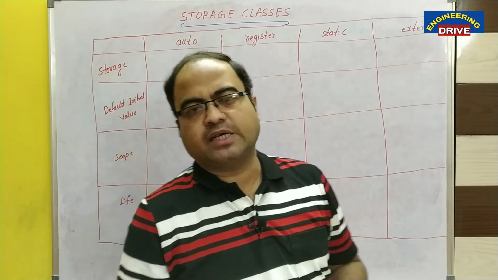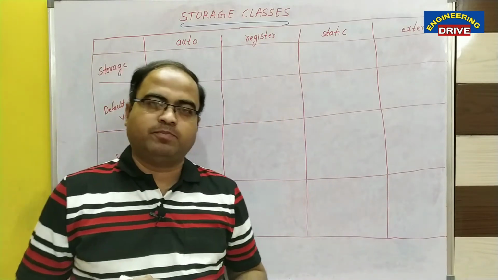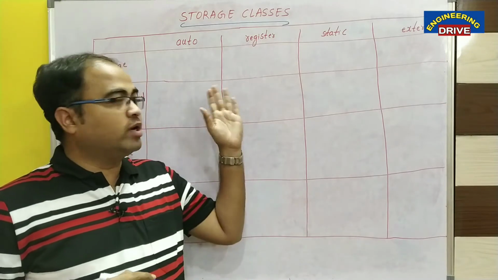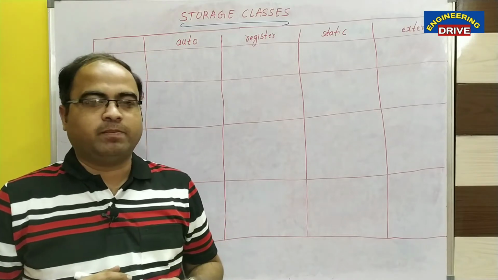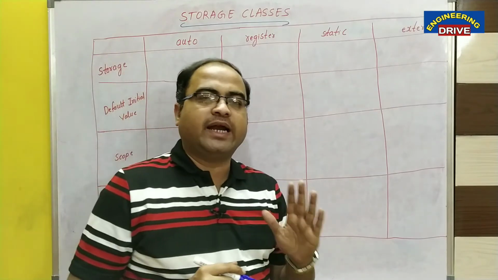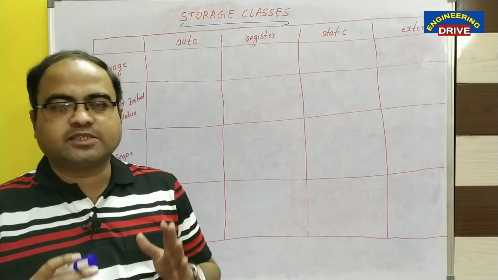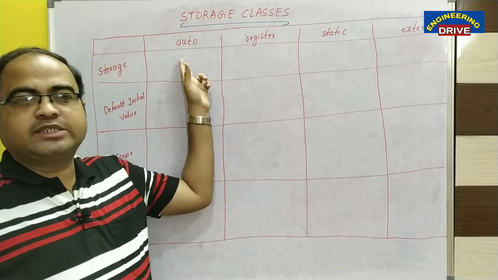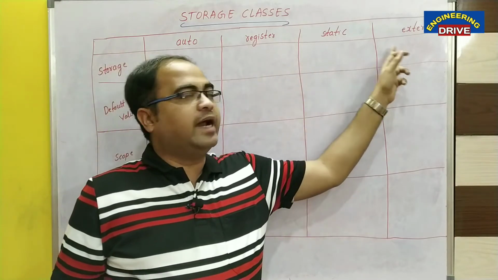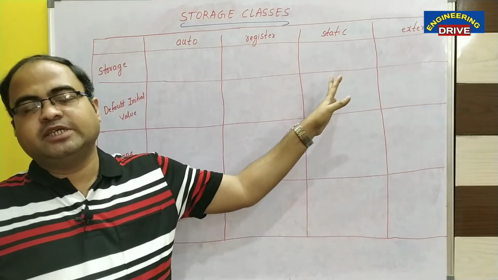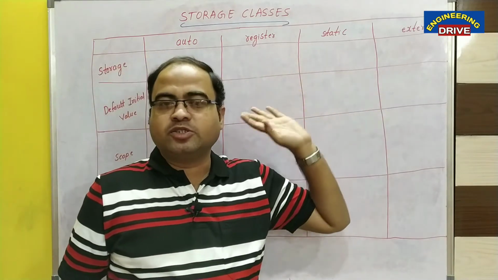What is the use of storage classes? Storage classes provide additional information related to variables in a C program. And C supports 4 categories of storage classes. What are the 4 types of storage classes our C language supports? Auto storage class, register storage class, static storage class and external storage class, which is the 4th category.